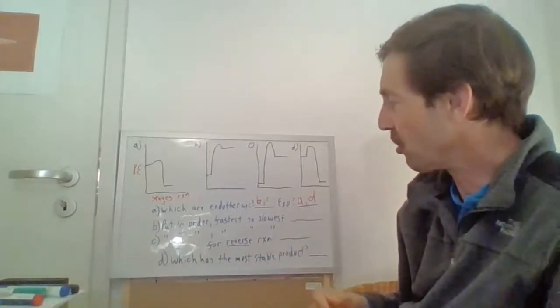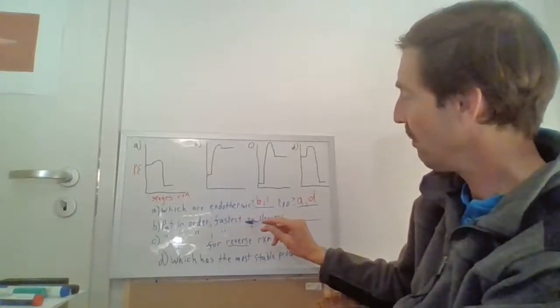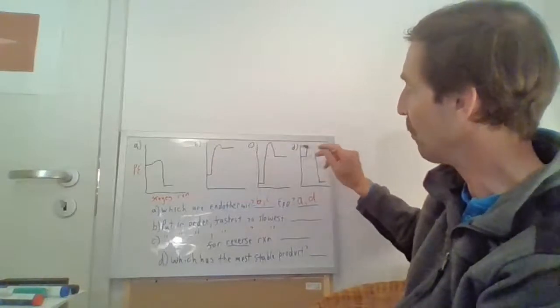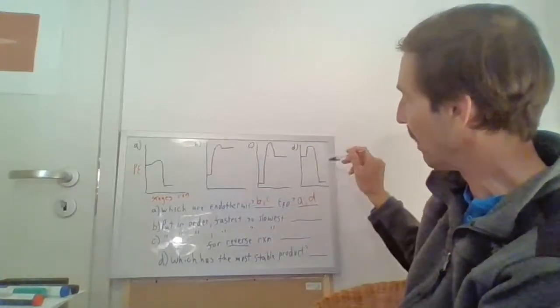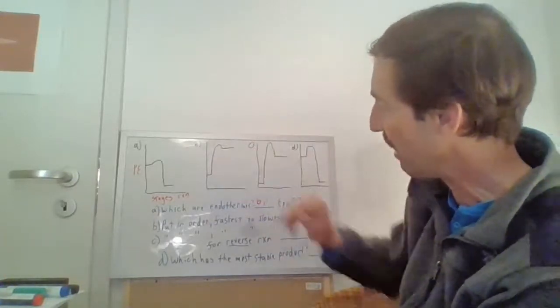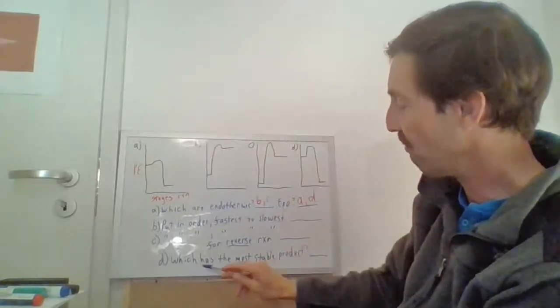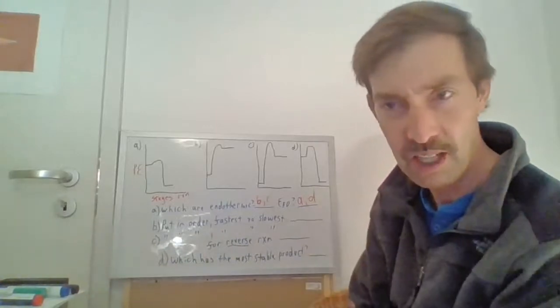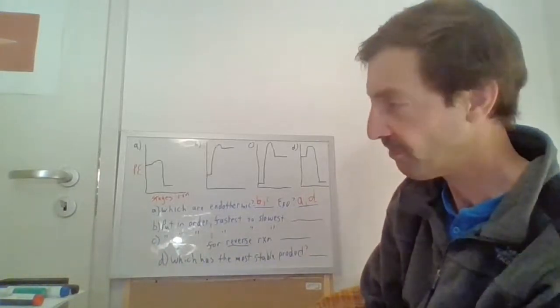So the next two questions are putting them in order, fastest to slowest. This is going in the forward direction. Forward, forward, forward. The other's going in the reverse direction. Backwards, backwards. And then finally, question D, which has the most stable product? Whew, exciting, huh? Crazy.